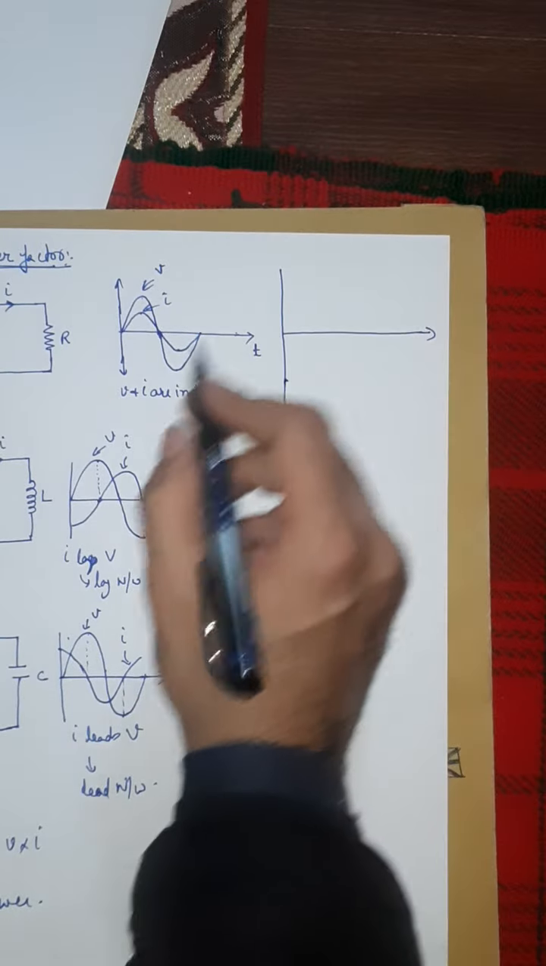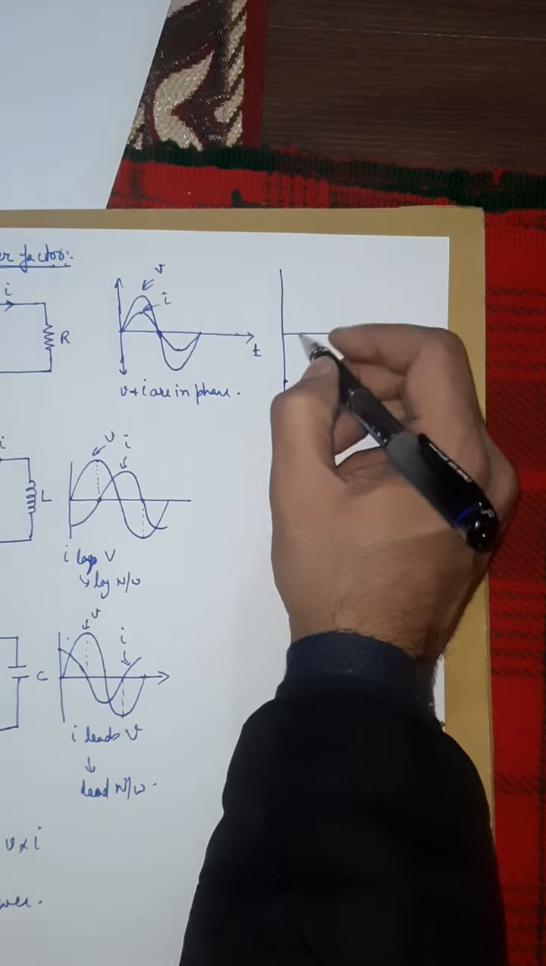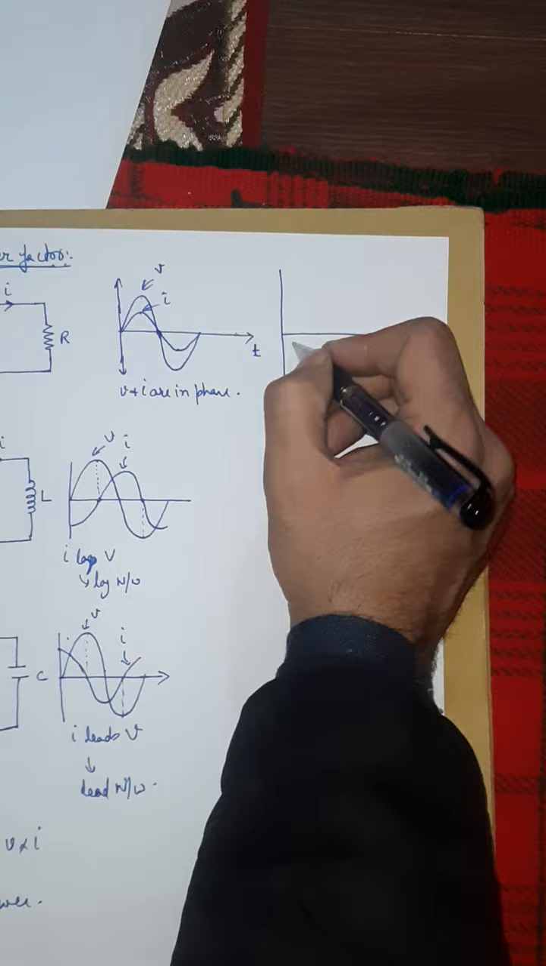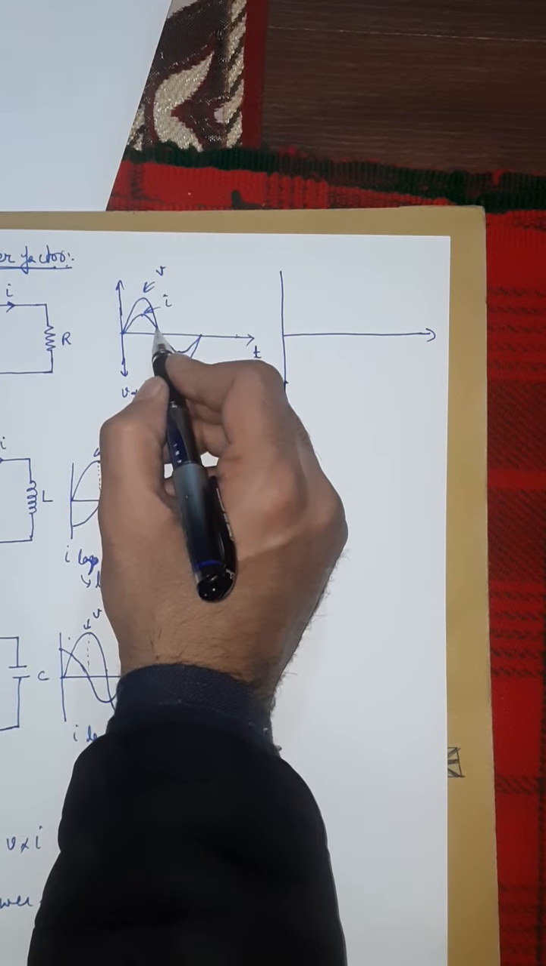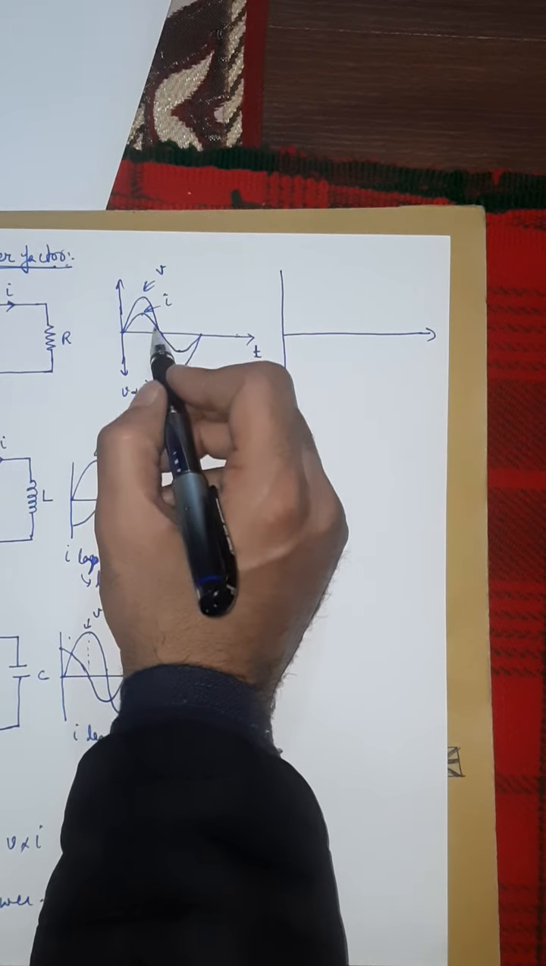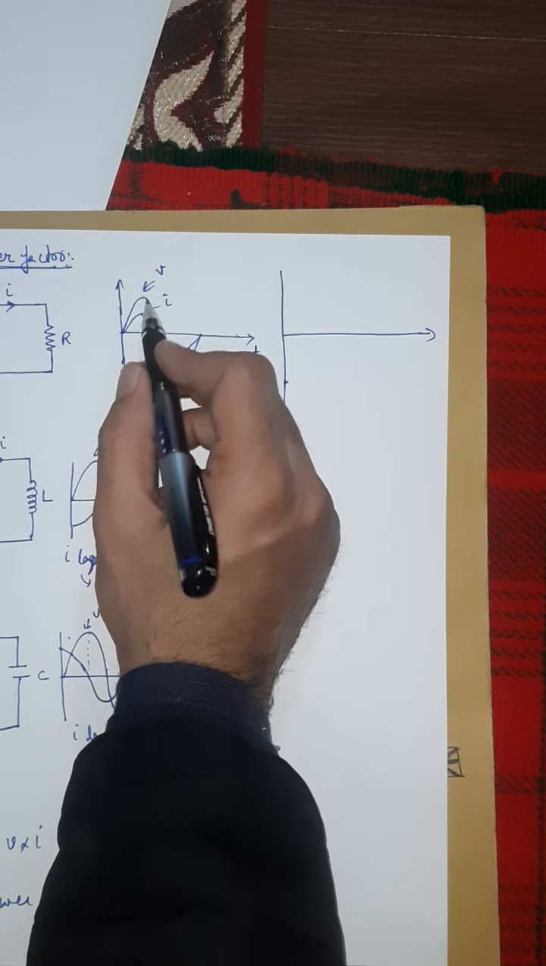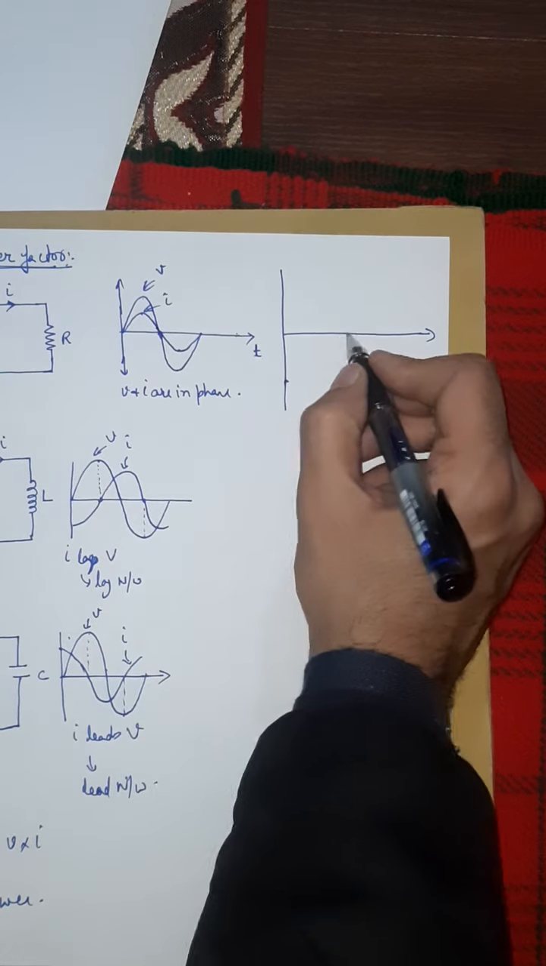Okay, so I am saying in this region, voltage is positive and current is positive. If voltage is positive and current is positive, what will happen? The product will be positive, positive multiplied by positive is positive.